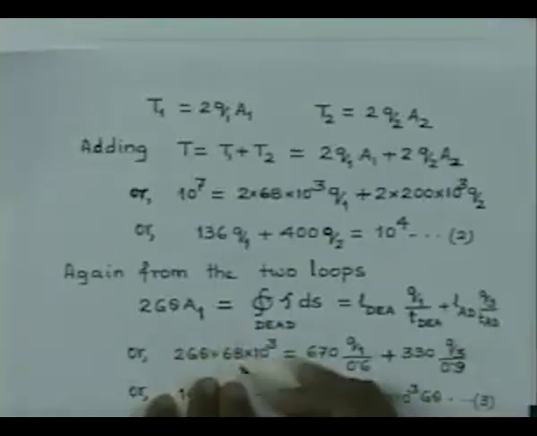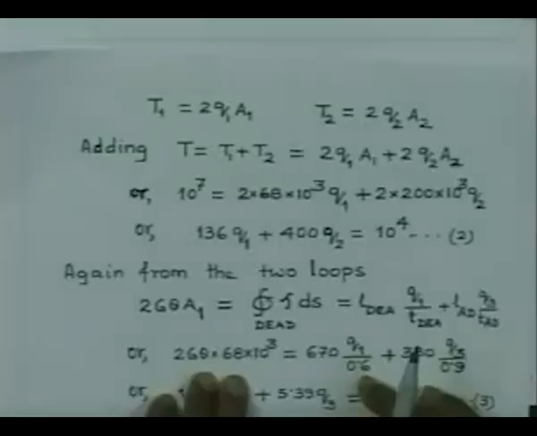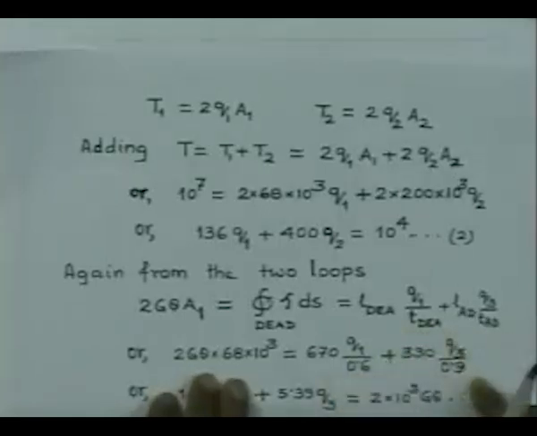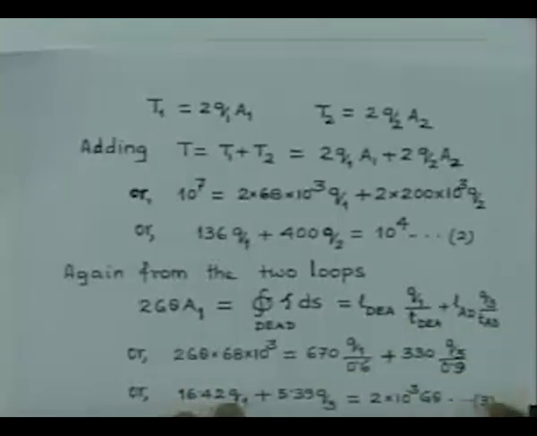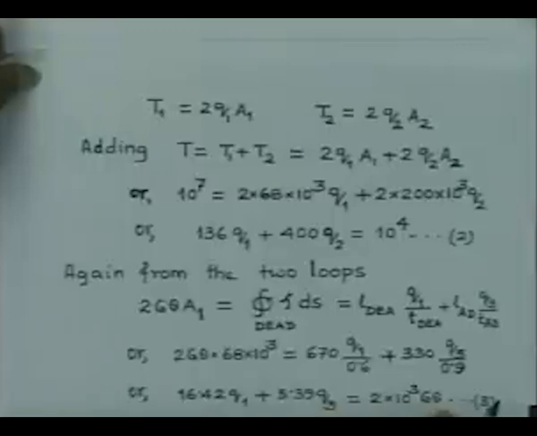Now, we can substitute the values of the areas and also the thicknesses, then we get this relationship. On simplification, this turns out to be 16.42 Q1 plus 5.39 Q3 is equal to 2 into 10 to the power 3 G theta. That is equation number 3. So, we get another relationship involving the two flows and the angle of twist per unit length theta.